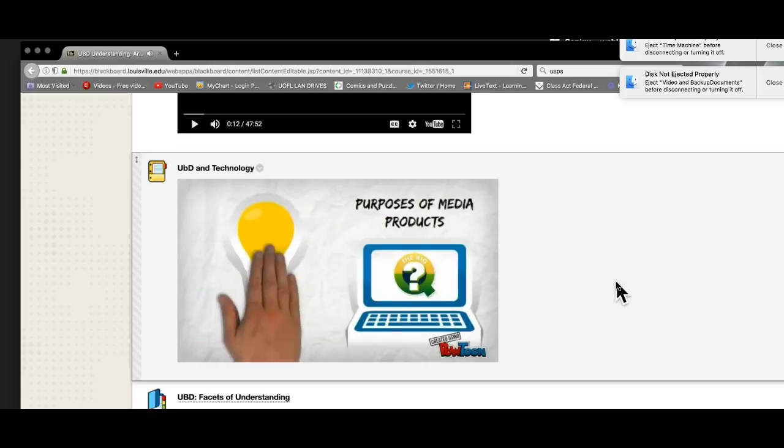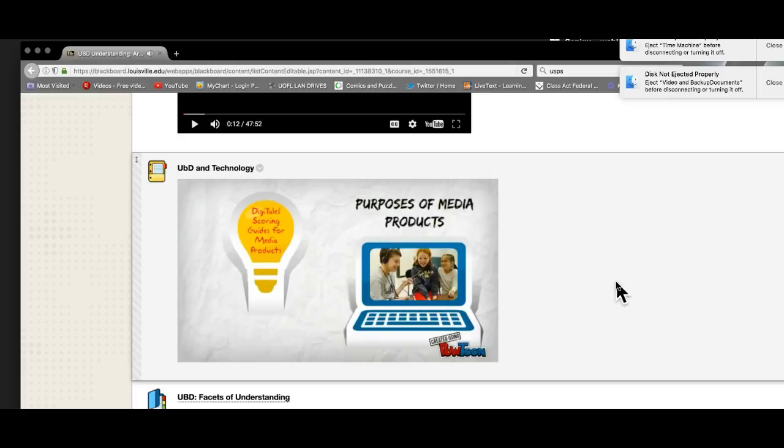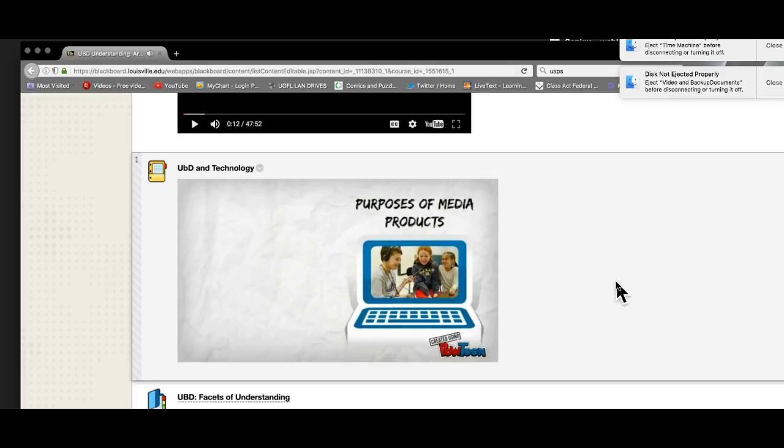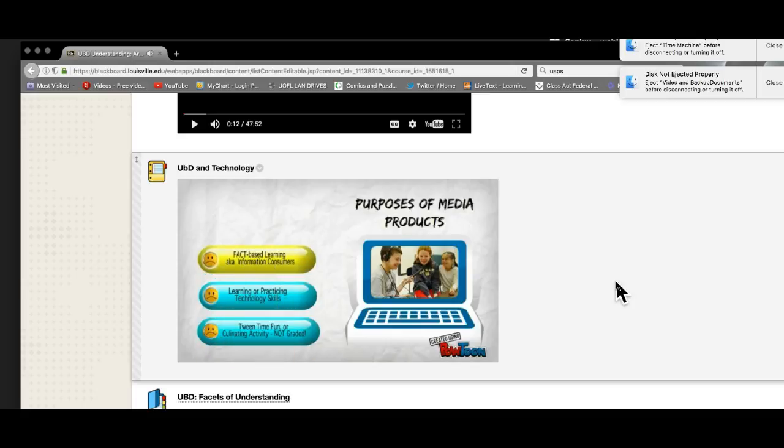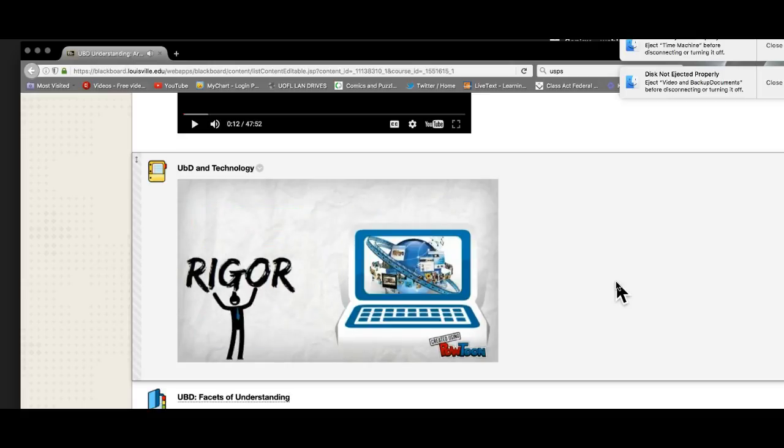As the Digital scoring guides for media products were developed, we discovered that not all technology-based projects were expected to serve the job of being evidence of learning. Begin sorting media products into four categories. The first two blue ones are not about evidence of learning, but about fun or practicing technology skills. And then you have the traditional fact-based learning with students as information consumers. Finally, thinking-based learning, which is where you'll find the evidence for rigor.